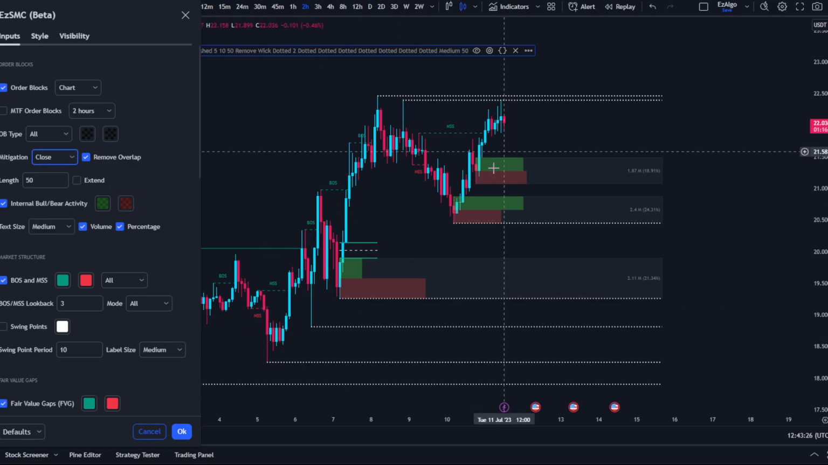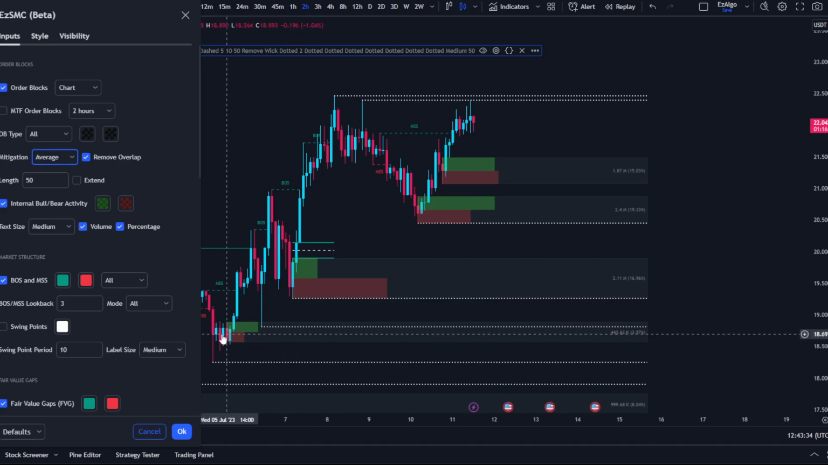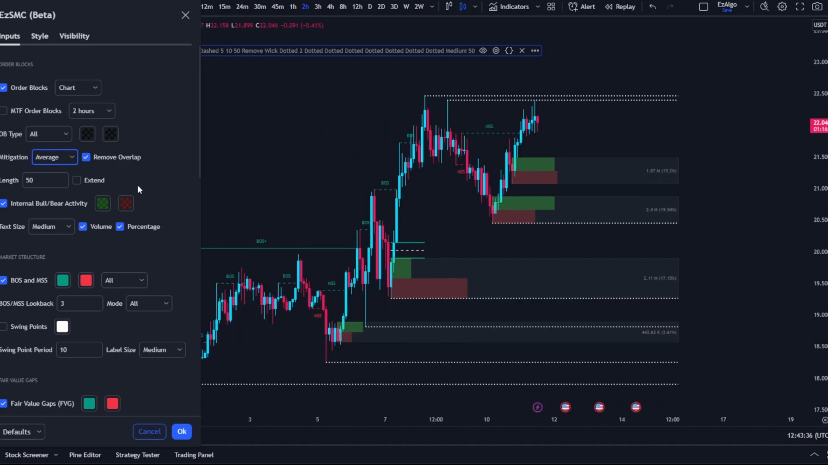Now we can do the close, meaning the candle has to close below the order block to be mitigated, which I would not recommend. We also have the average, which is the midpoint of the order block. I know some people like to use that as well. Personally, I like to use either the wicks or the touch, all right? As soon as an order block is wicked through or at least tapped, I don't want to take a trade at that order block because it has already been mitigated. It is no longer valid. But like I said, that totally depends on your strategy.